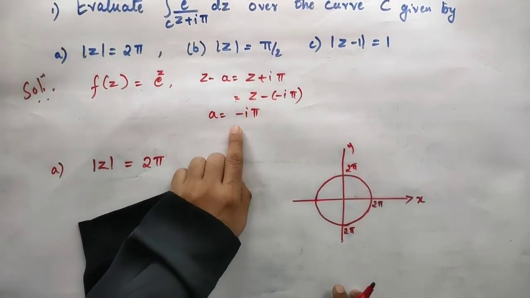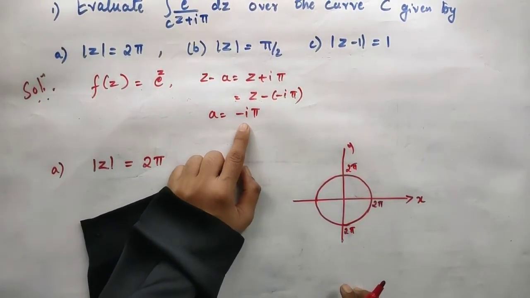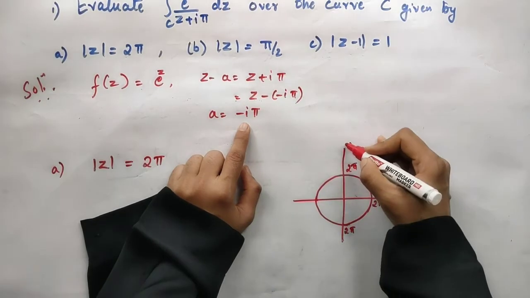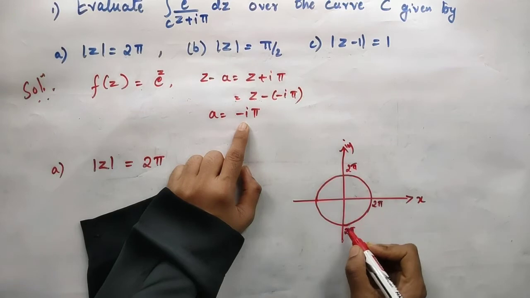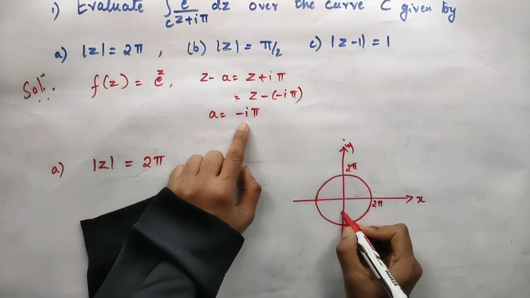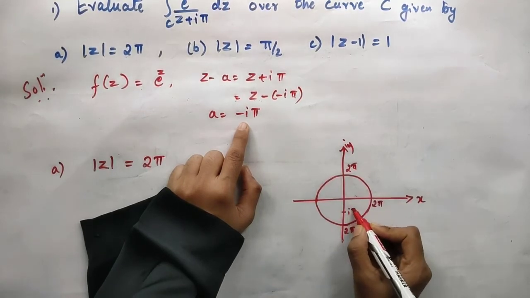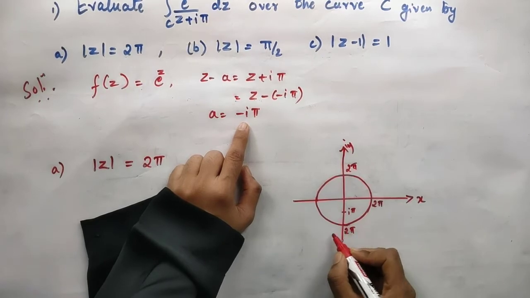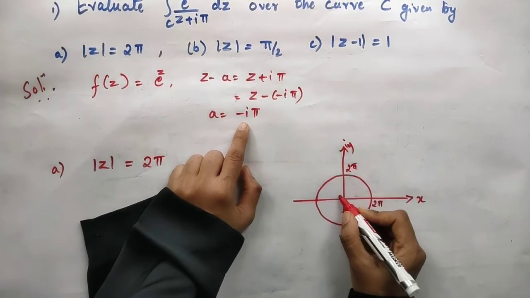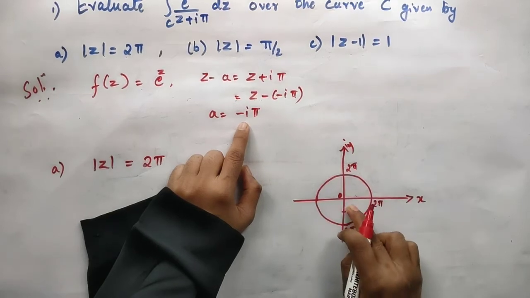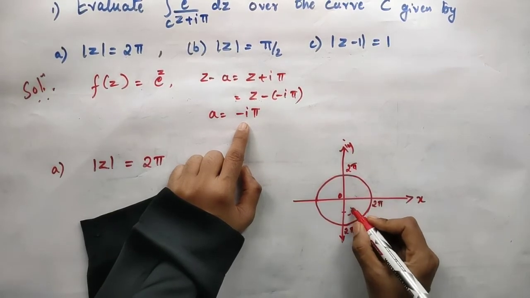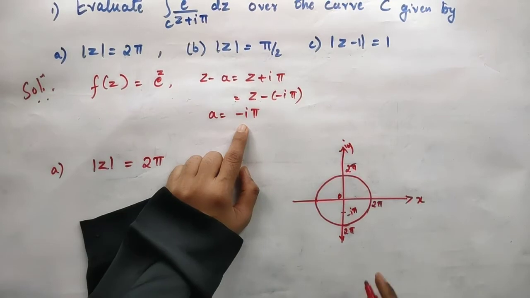Now a is equal to minus i pi. Minus i pi means this, I told you this is the imaginary axis. So minus i pi comes in the lower half. This is 2 pi, so i pi will be here, and this is also 2 i pi only, because this is the imaginary line for us. So i pi, minus i pi comes here on the lower negative y-axis. This is the point.